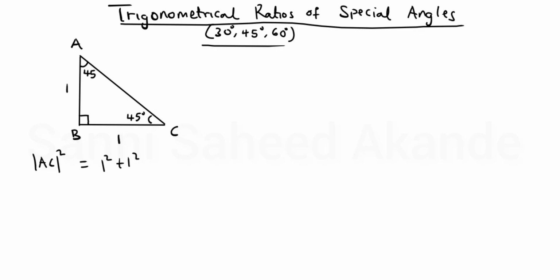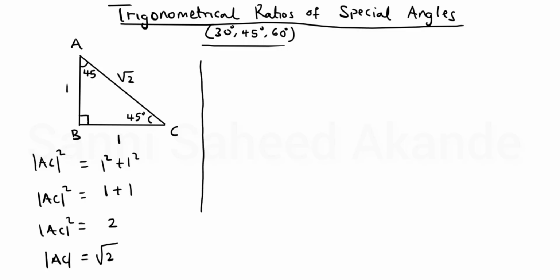Okay, so AC squared will be equal to 1 squared is 1 plus another 1 squared is 1. So AC squared is equal to 1 plus 1 is 2. So when you take the square root of both sides, you have your AC to be equal to root 2. Understood? So this side AC now is root 2. So now that we know the three sides of this right angle triangle, we can go ahead and find the value of this special angle, angle 45. Okay, the sine 45, cos 45 and tan 45.